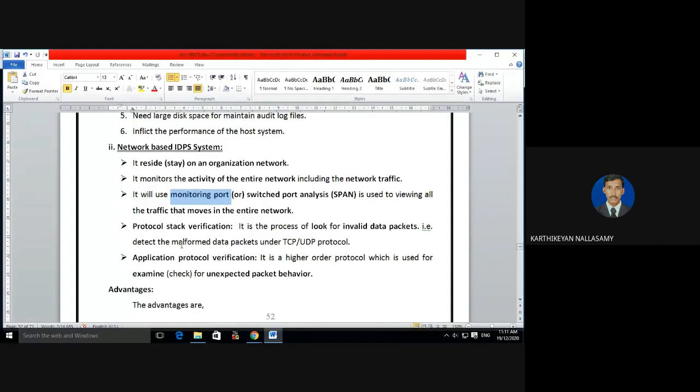Clear? Okay, so in a network, if you are implementing the concept of IDPS in your computer network for detecting different kinds of attacks, one thing is very, very important, that is called protocol stack verification.